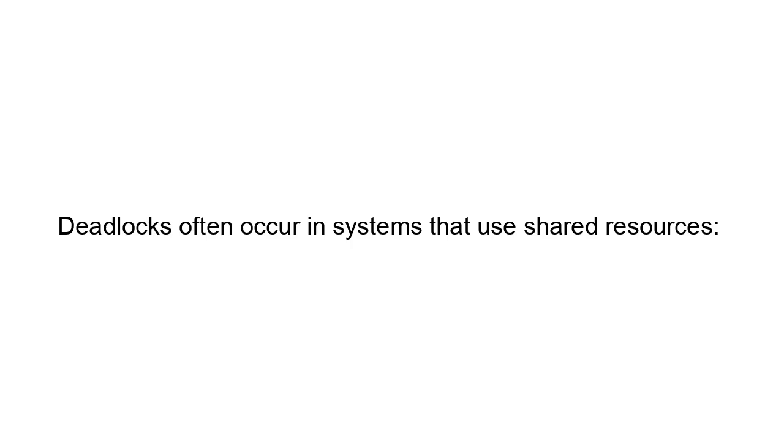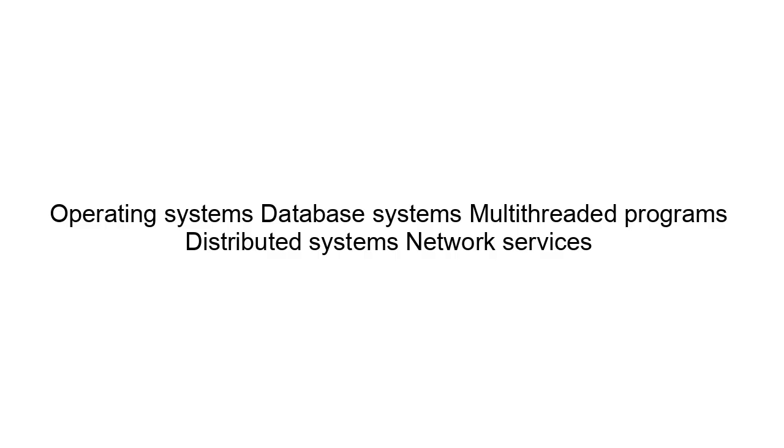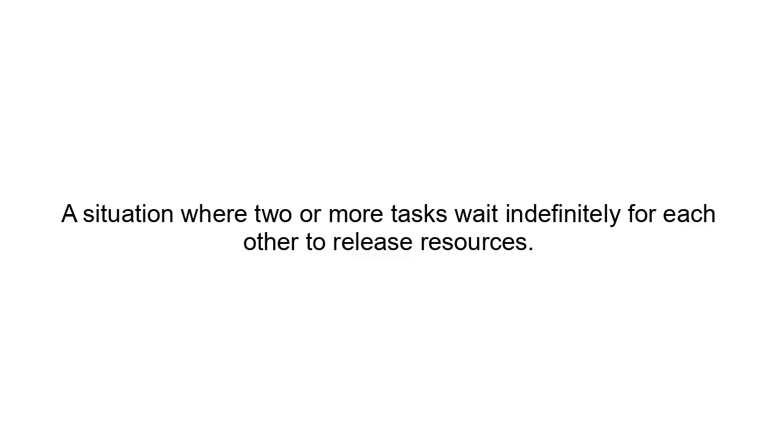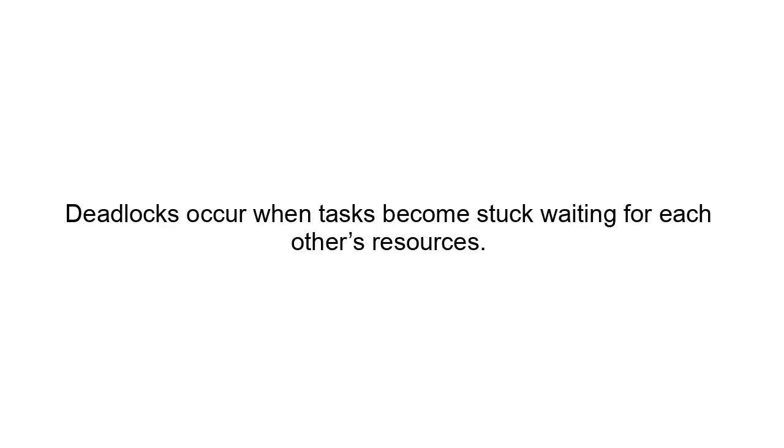Where deadlocks occur. Deadlocks often occur in systems that use shared resources: operating systems, database systems, multi-threaded programs, distributed systems, network services. Examples: database transactions waiting for locks, threads waiting for shared resources, processes competing for system resources. Simple definition. Deadlock: a situation where two or more tasks wait indefinitely for each other to release resources.